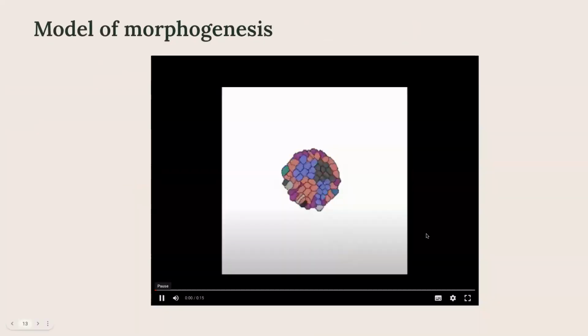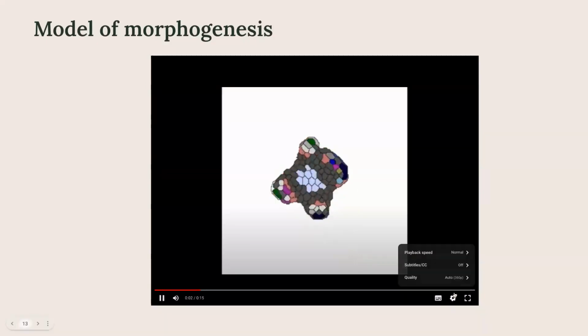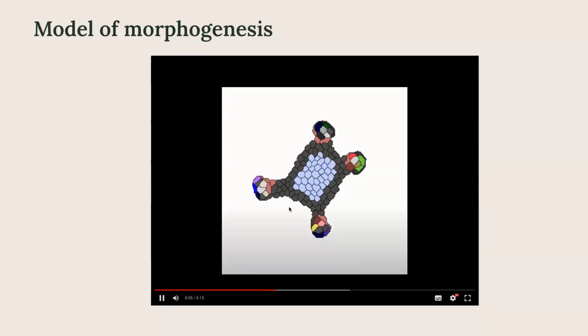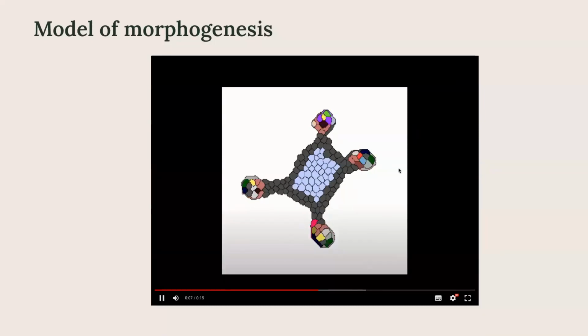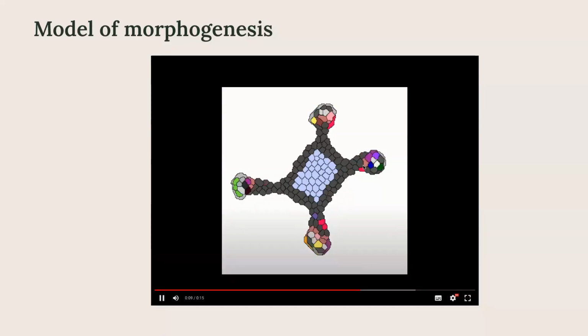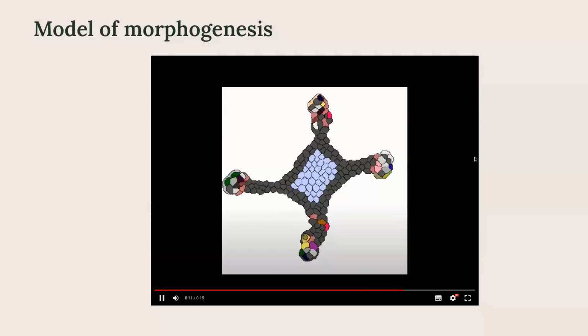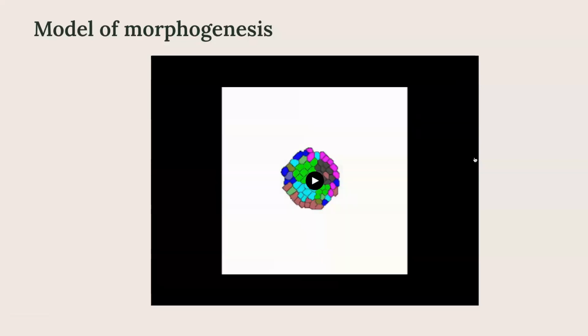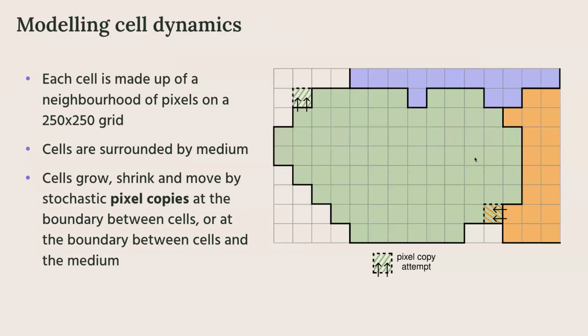So I'm going to play a video now of how the model works. So this here is an organism, and it's surrounded by some external medium. And you'll see each of these enclosed regions here is a cell, and the color of the cell is determined by its state. So let's explain what's going on there.